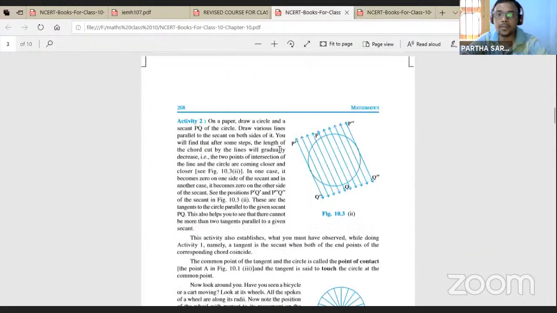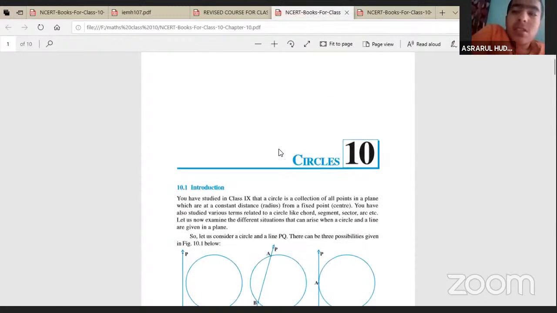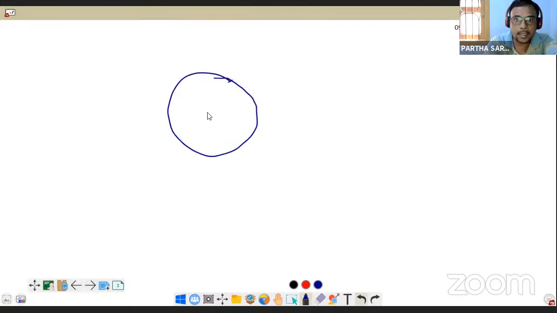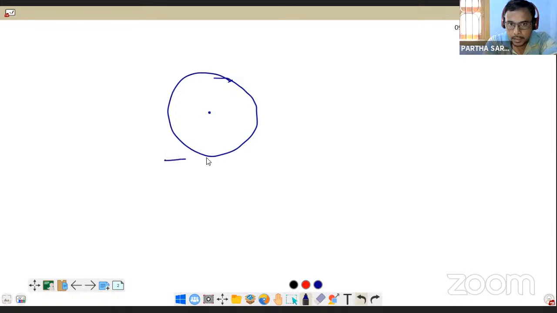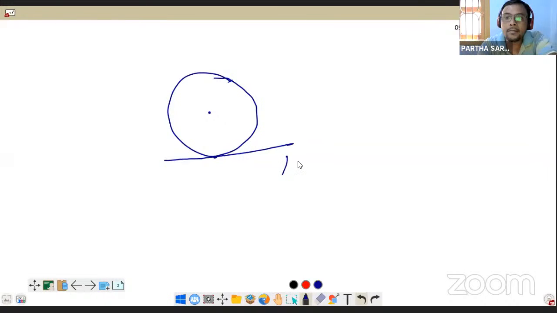Before starting, let us go through some of the important topics. In a circle there are some rules and regulations. This point is called what? Can anyone tell me? Center, yes, the center of the circle. Next, this line which just touches the circle at one point, what is it called? Tangent. Very good, this is called a tangent.